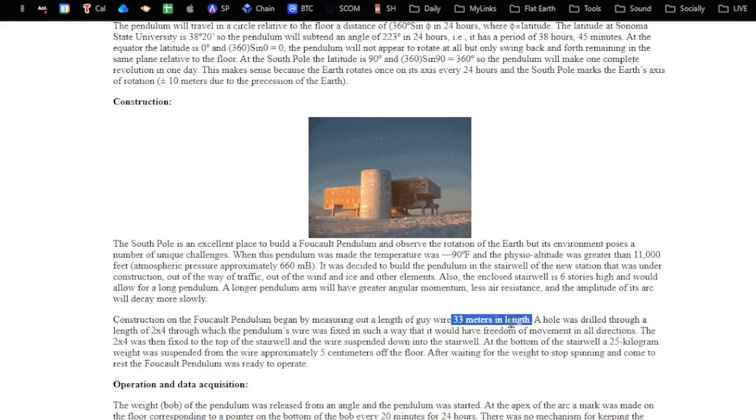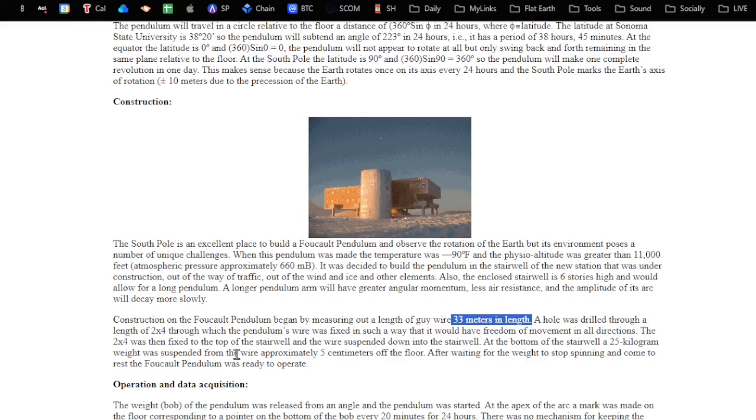A hole was drilled through a length of 2x4 through which the pendulum's wire was fixed in such a way that it would have freedom of movement in all directions. Now, don't tell us how that happened. Just say they fixed the cable so it could move in all directions. How did they do that?